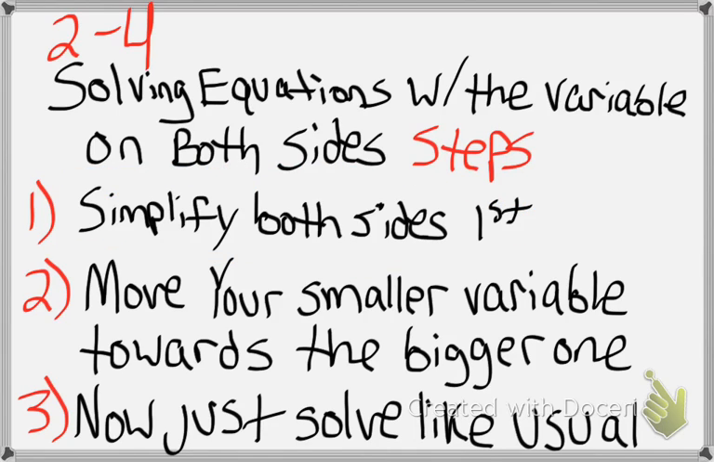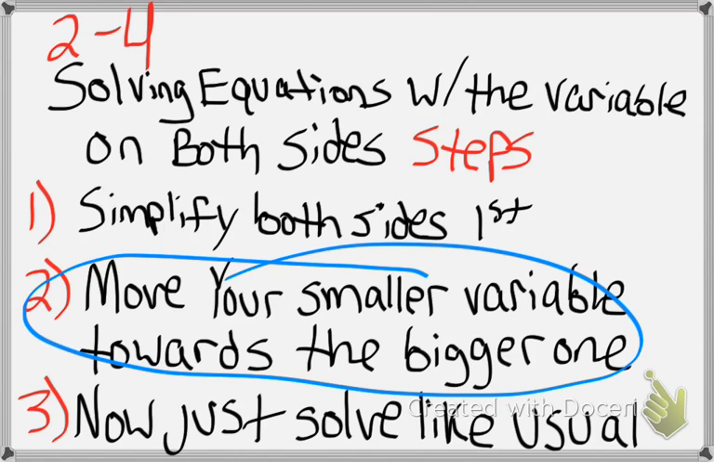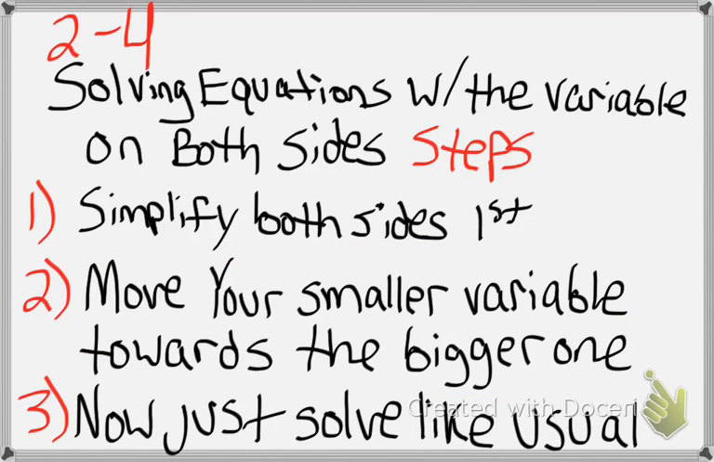Anyways, when you have a variable on both sides, you should start by moving your smaller variable towards the bigger one. Again, I said should. You don't necessarily have to. It's just usually the faster way to do it. Once you've done that, you'll just solve it like usual. You'll generally have a 2-step equation at that point. So let's do some examples.